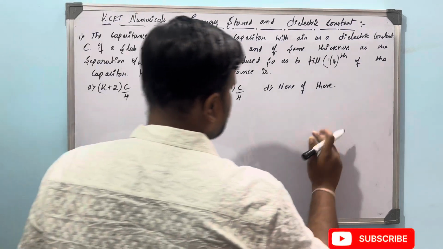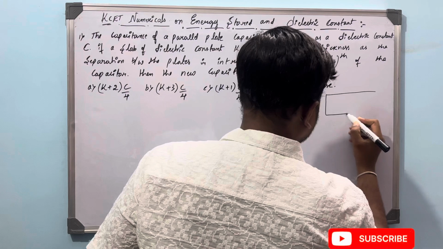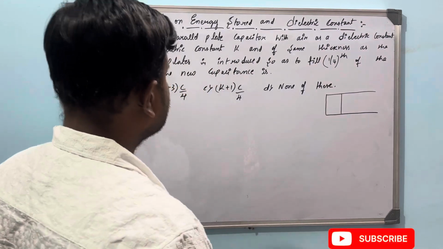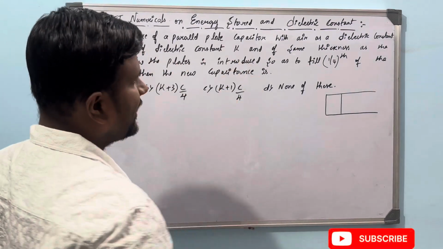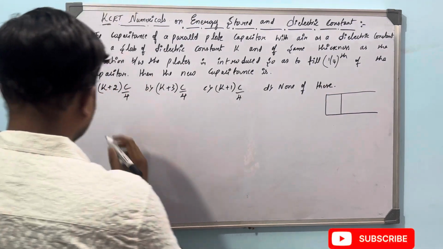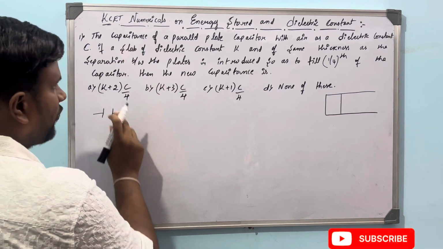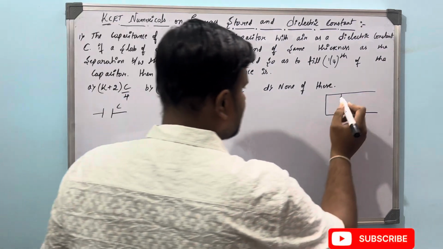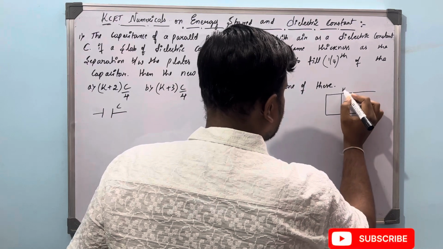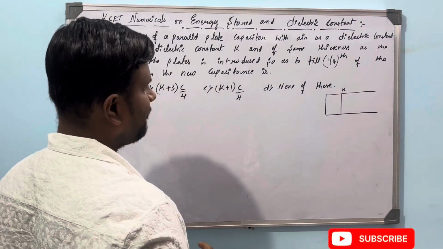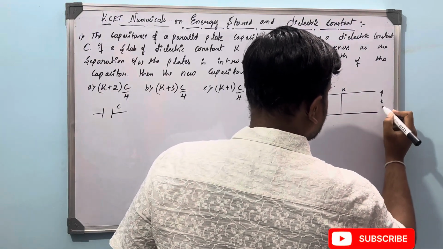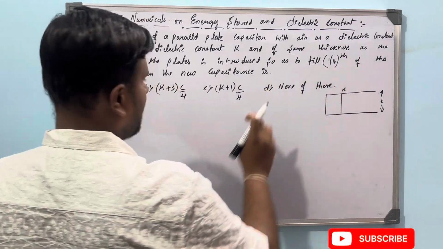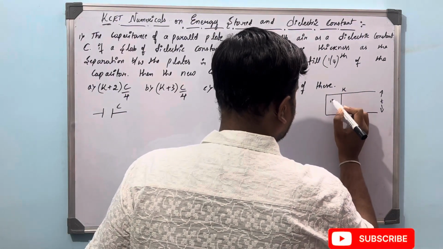So here they have given a figure. Initially the capacitance of the capacitor, before any dielectric medium is introduced, is C. Now they are introducing a slab of dielectric constant K, of the same thickness as the separation between the plates, so that the dielectric of constant K fills 1/4 of the capacitor.